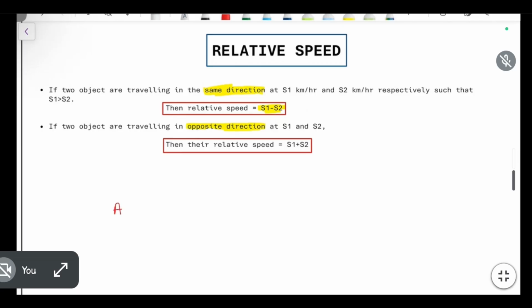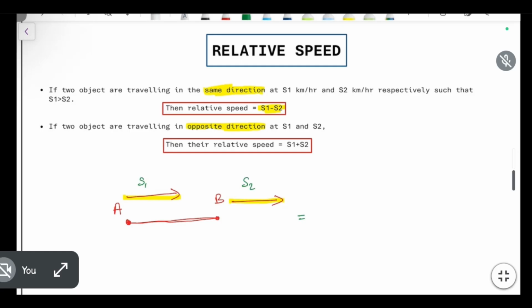Let's take an example. There's A here, this is the point A, and there's another B here. Let's say A is traveling this side and B is traveling this side, which simply means A is traveling to the right side and B is also traveling to the right side. So they are traveling in the same direction. Let's assume that A is traveling at S1 speed and B is traveling at S2 speed.